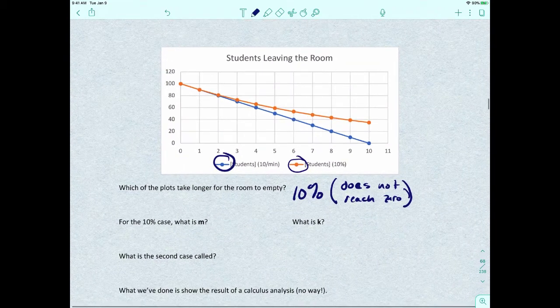Okay? So for the 10% case, what is M? Well, in this case, M would be 1, so it would be a first order reaction. Now, in that sense, what would K be? K would be 0.1. Now, what is this second case called? This is actually called exponential decay.